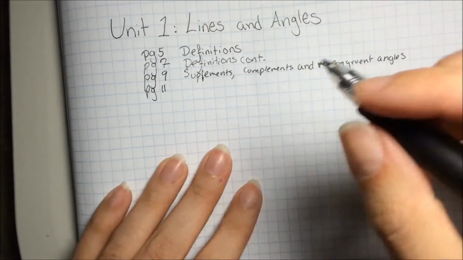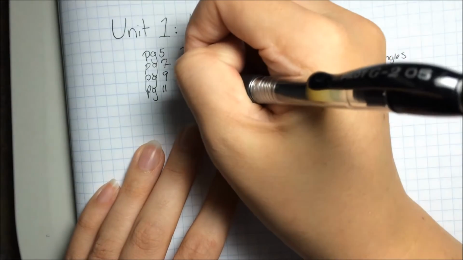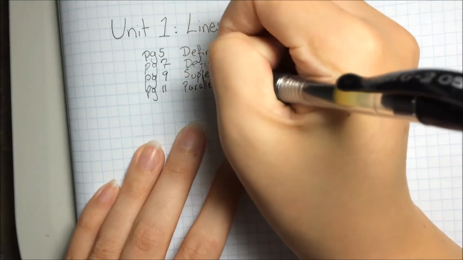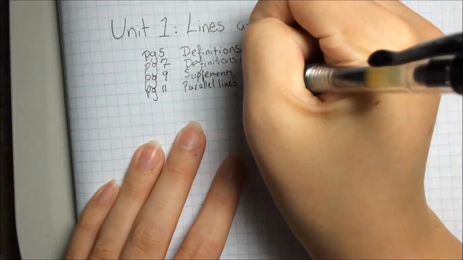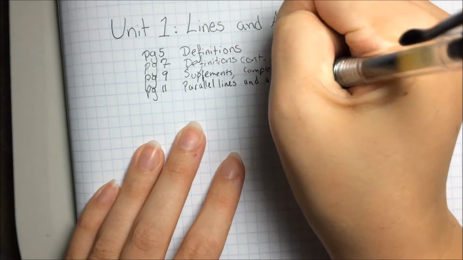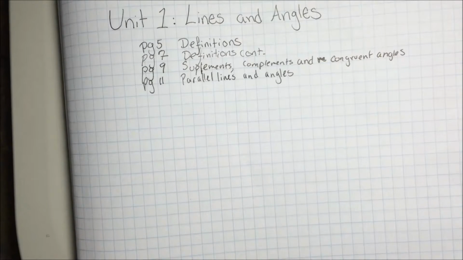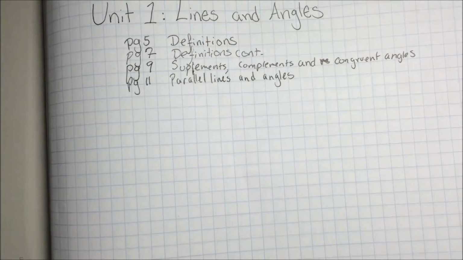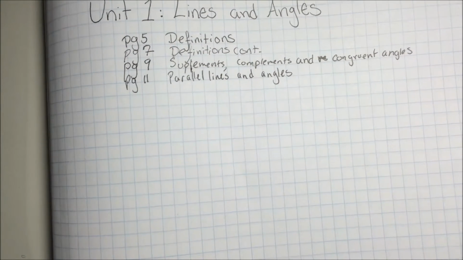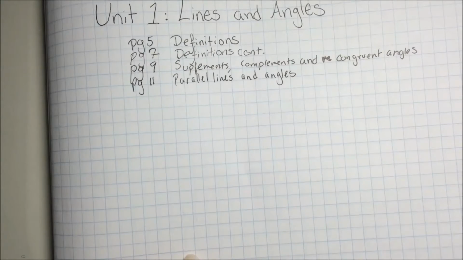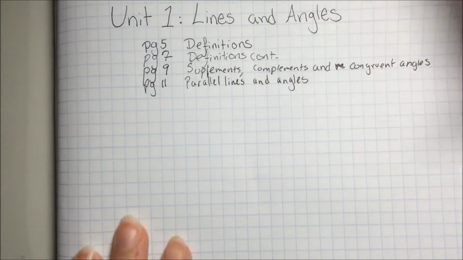Okay. Today's notes are going to be about parallel lines and angles. These are probably some of the most important angle relationships that we'll work with this year. They come up throughout the rest of the year whenever we talk about parallel lines.